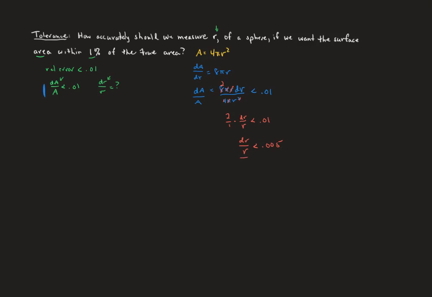So this tells us how much accuracy we need in measuring the radius. That's a relative error, and we can convert that to a percent and say it's going to be 0.5%. So if we need to measure the surface area of a sphere within 1% accuracy, we're going to have to find a way to measure our radius within 0.5% accuracy. All right, very good.